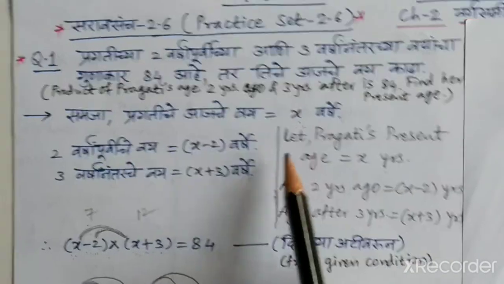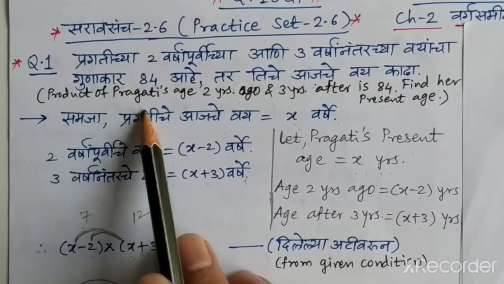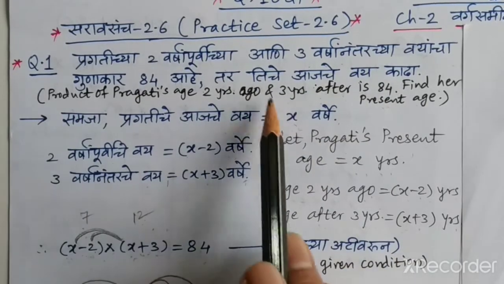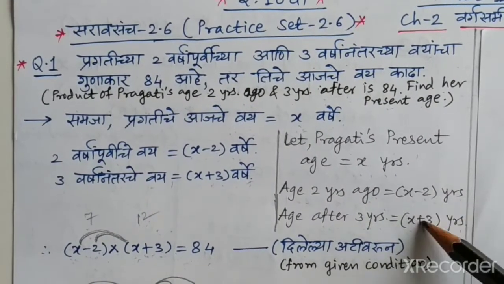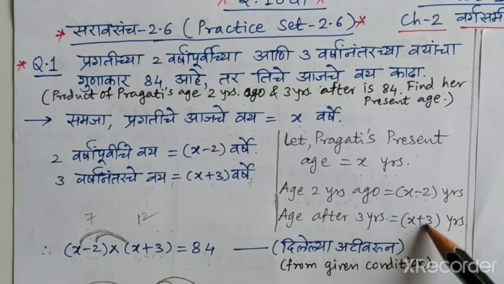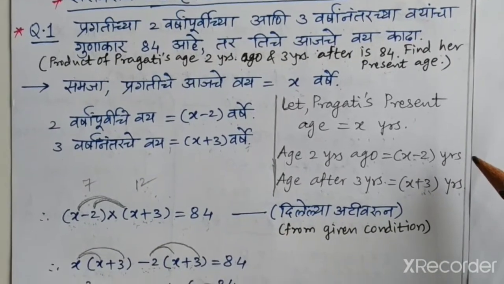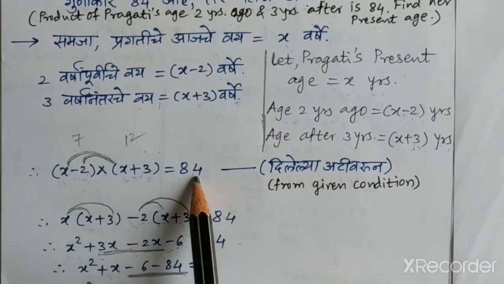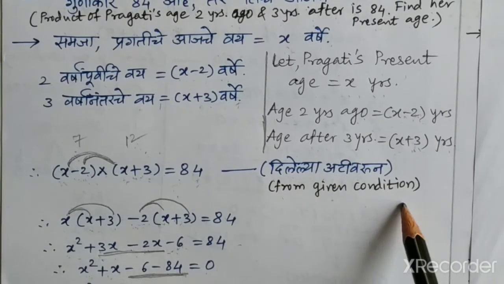Now in the example, the condition is given that the product of Pragati's age 2 years ago and 3 years after is 84. Product means we have to take the product of these two brackets. This is the age 2 years ago and this is the age 3 years after. So the product of these two ages is 84. So we will form the equation as x minus 2 into x plus 3 is equal to 84.